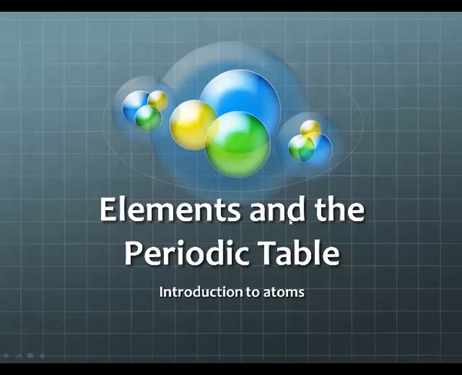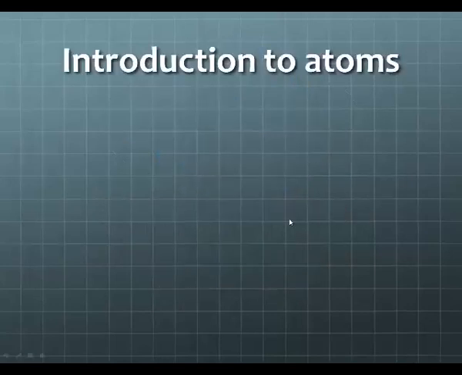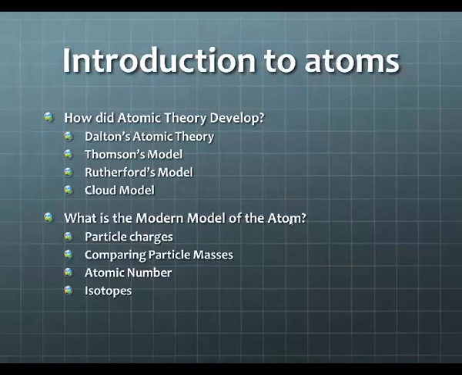Elements in the periodic table, introduction to atoms. We're going to specifically go through how the atomic theory developed. We'll talk about Dalton's atomic theory, Thomson's model, Rutherford's model, the cloud model, and then specifically we'll look at the modern model of the atom, and in that area we'll talk about particle changes, comparing particle masses, atomic number, and isotopes.